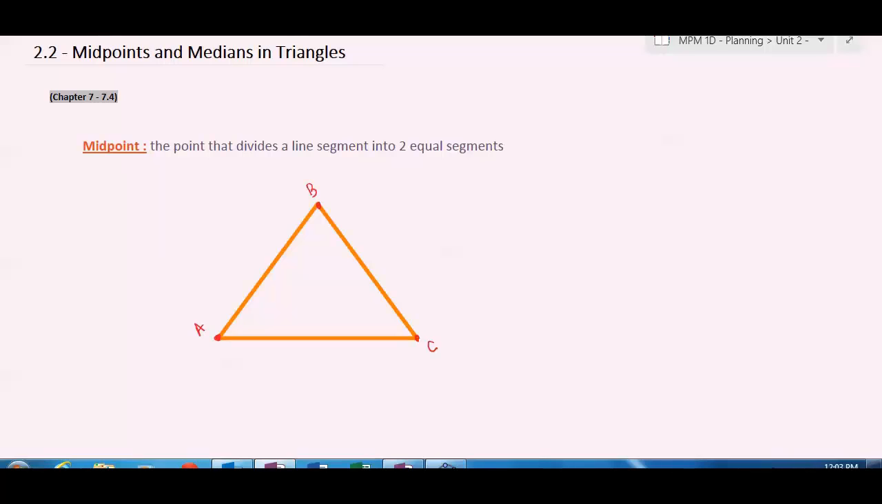Hello class, today we're going to talk about midpoints and medians in triangles. So first we're going to deal with midpoints. The definition of a midpoint is a point that divides a line segment into two equal segments.